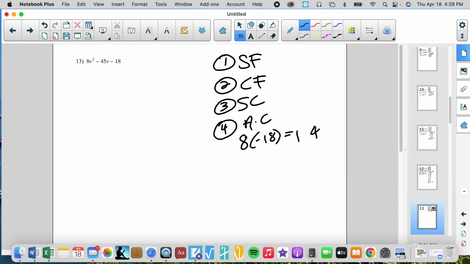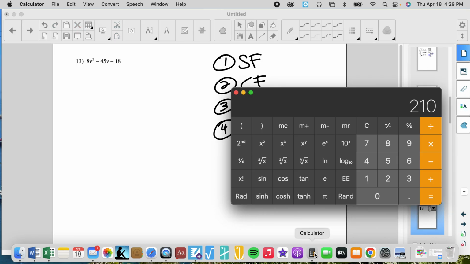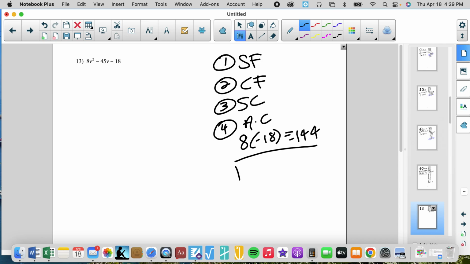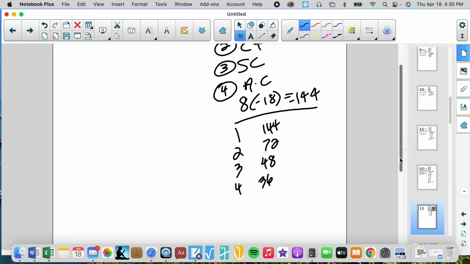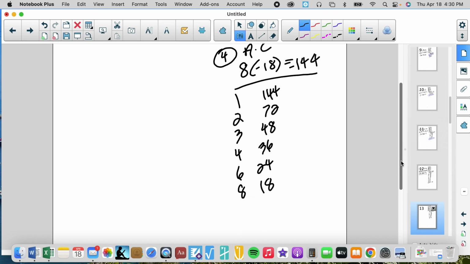64, 6, negative 144. 8 times 18, 144. Negative 144. 1 and 144, 2 and 72. 3, yes, 3 and 48. 4, yes, 4 and 36. 5, no, 6, yes, 6 and 24. 7, no, 8 and 18. 9, yes. 9 and 16. And 12 and 12.